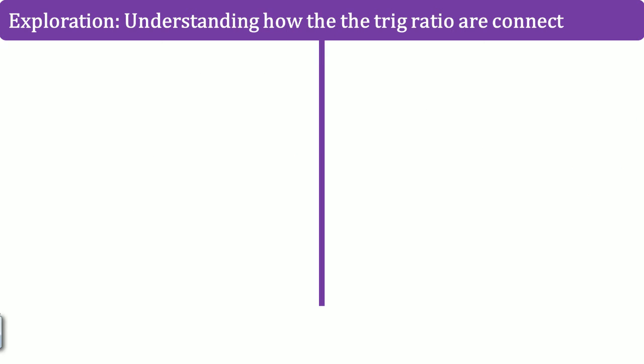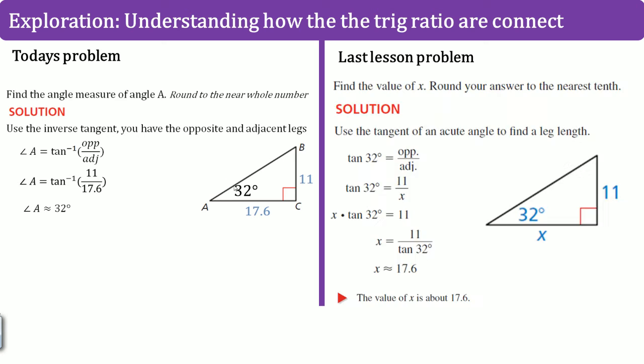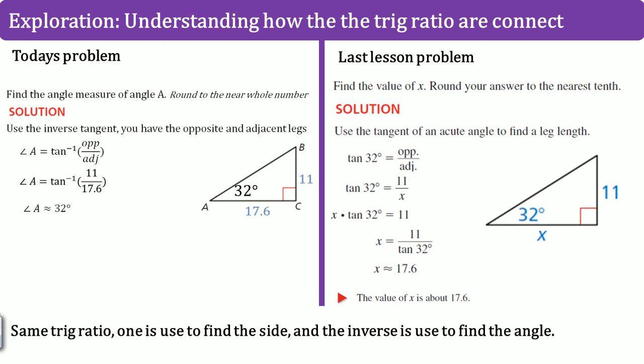I would like you to understand the similarities and differences. Today's problem was this. We used the inverse tangent to find the angle measurement of 32. The lesson before this, we did the exact same problem, but we looked for x, and we saw that x was 17.6. What I would like you to notice is that you're using the same trig ratio. One is you're using the inverse trig to find the angle, but you're using the regular trig version to find the sides.